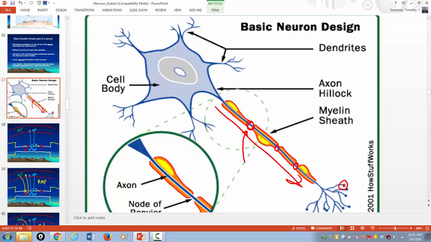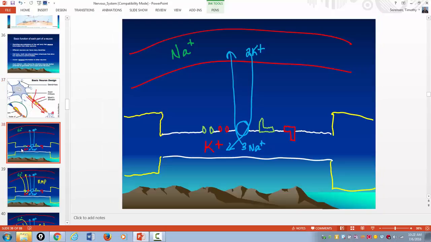Now, what I'm going to do is take this little piece right here, and blow it up for you in a slide. I'm not the greatest drawer, that much is true, but hopefully it'll help. So let's take a closer look at the node of Ranvier. So here's the myelin sheath you're looking at right here. And then this is the bare spot, the node of Ranvier.